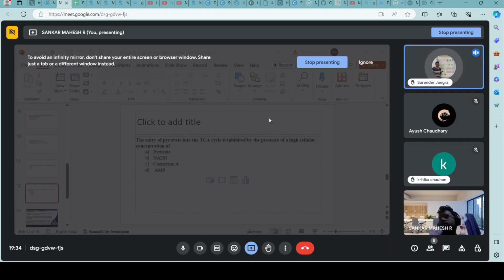So, entry of pyruvate into the TCA cycle. How is it inhibited? When pyruvate enters the TCA cycle, first it converts to acetyl CoA with the help of the PDH complex. So pyruvate is the substrate, and coenzyme A is also a substrate for this reaction. For the conversion of pyruvate to acetyl CoA, pyruvate and coenzyme A are the substrates, and substrates never inhibit their enzymes. Only products inhibit by feedback inhibition.